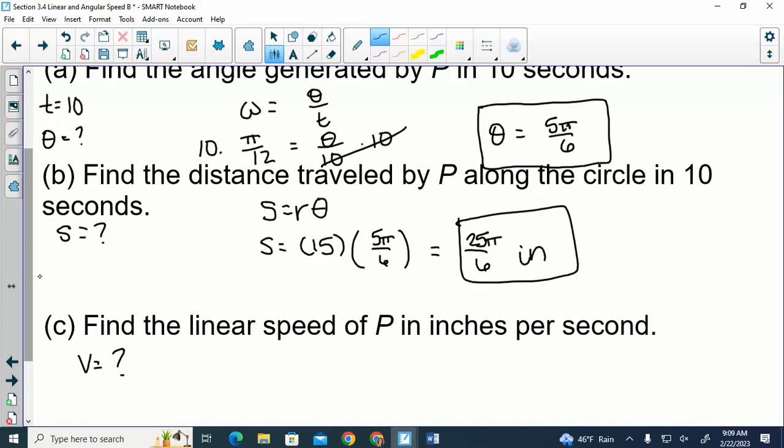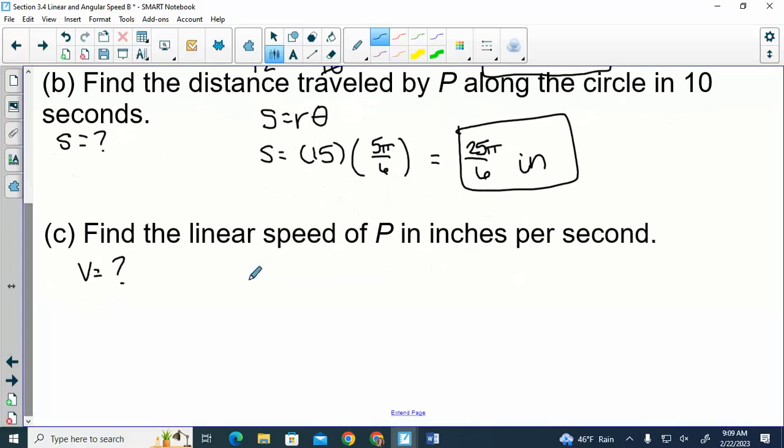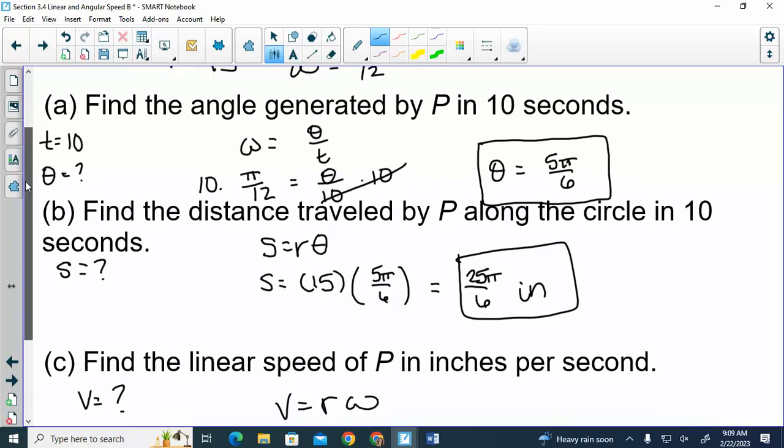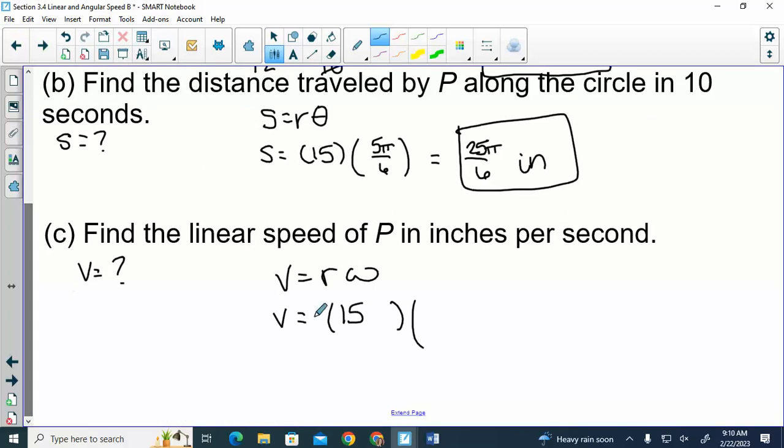That's why I really like it if you write down what you're using. Which one do you want to do? Divide or multiply? Okay, so V equals R omega. V is equal to R, which is 15, omega, which was pi over 12. So that gives me 15 divided by 12, or 5 pi over 4.